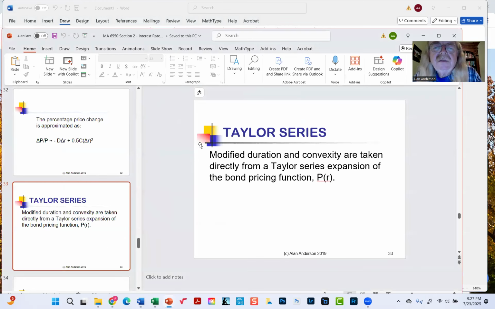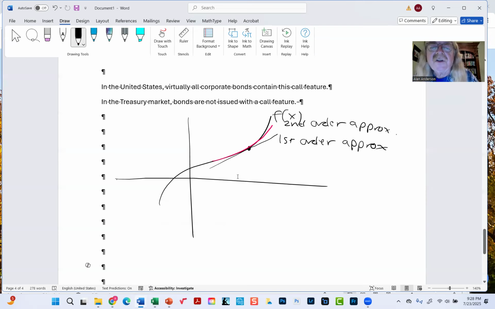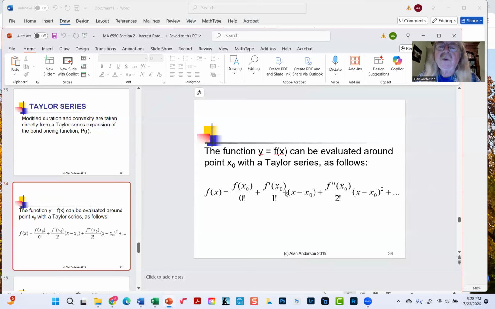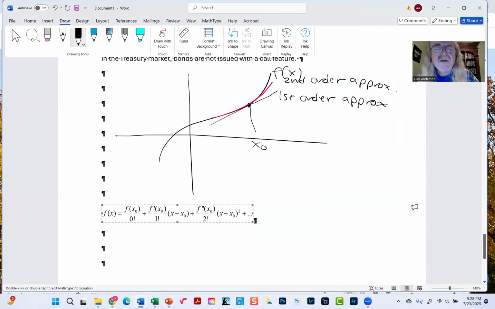Now, how does that work? This is the definition of a Taylor series expansion, which you have seen before in Calc 2. We have a center, x0, which is the point at which we're trying to approximate the function. If you remember, a Maclaurin series is the one that's centered at 0. The Taylor series can be centered at any point. And you notice the pattern here.